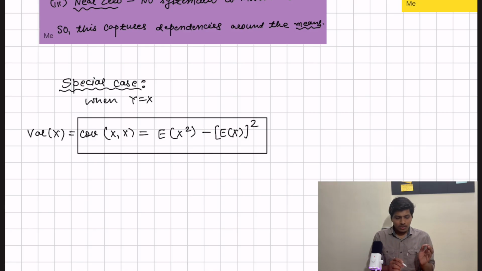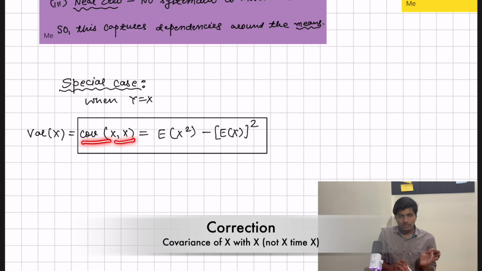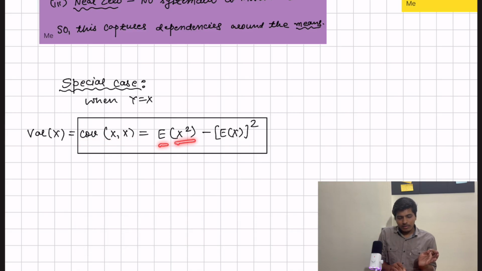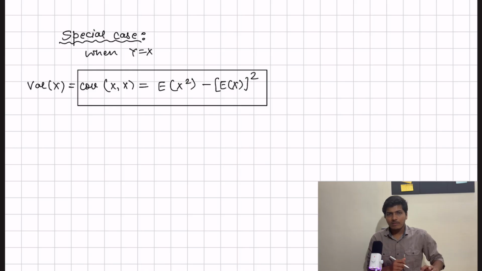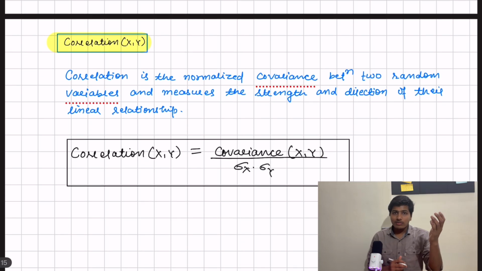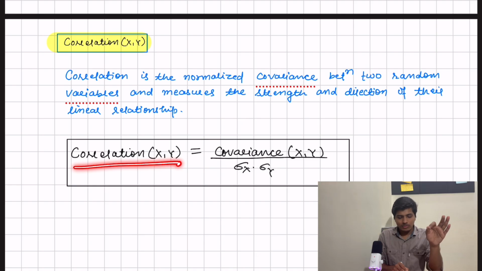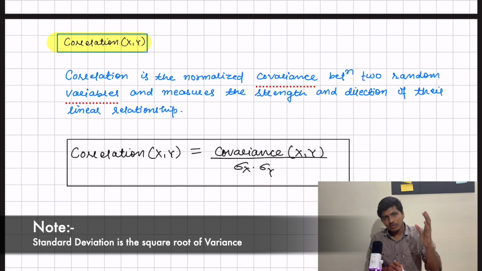There is a special case when y is equal to x. When y is equal to x, covariance of x with x is equal to expected value of x square minus expected value of x whole square. So it is equal to variance of x. Now let's define what is correlation of x and y. Correlation is the normalized covariance between two random variables and measures the strength as well as direction of their linear relationship. I will explain what this linear relationship means, but before that let me define correlation of x and y as equal to covariance of xy divided by standard deviation of x times standard deviation of y.